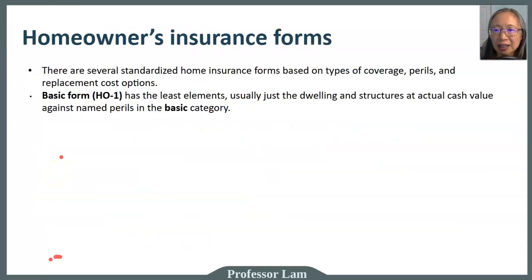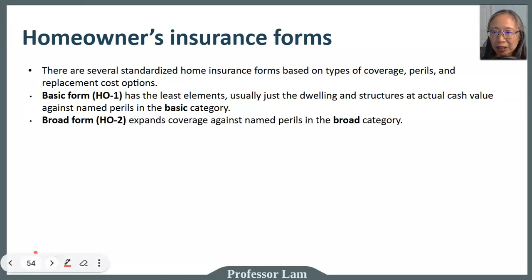Homeowners policies are standardized. There are several forms, and they increase in the level of coverage. The first one, the basic form, has the least coverage. This covers just the structure, so it doesn't include any personal property, and it pays cash value rather than replacement value against basic named perils. This is usually not sufficient, and very few people use this one.